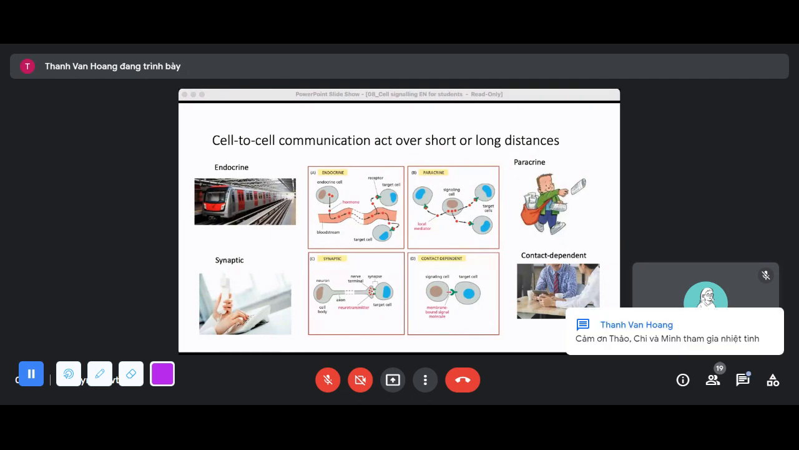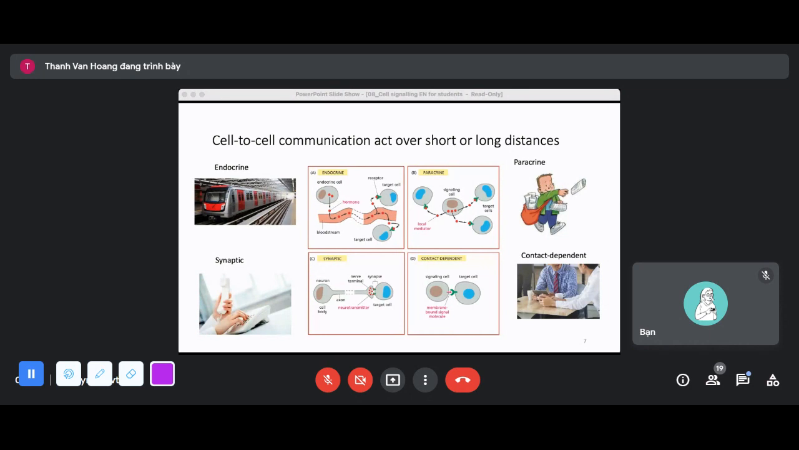Because only the cells that have a receptor and stay very close to the neighbor cells can react. And it also happens very quickly because these cells have direct contact. So on the other hand, it cannot affect longer distances. For example, compared to all the other cell-to-cell communication mechanisms, it has the most local effect.